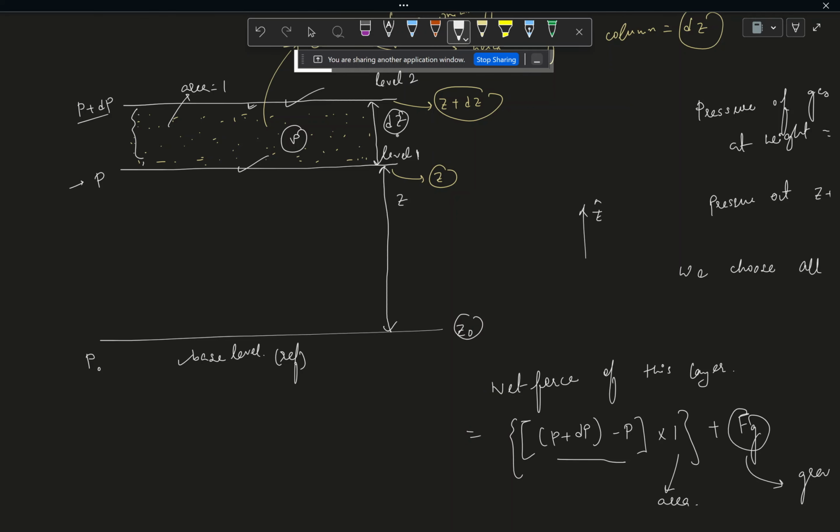So their effective height is dz, and the effective pressure acting on it is a subtraction of both of them, so it is basically dp. Because you want to convert the pressure into force, and the uniform cross section area is unity to make life simple, your force becomes p plus dp minus p into 1, which is basically dp. Is that clear?